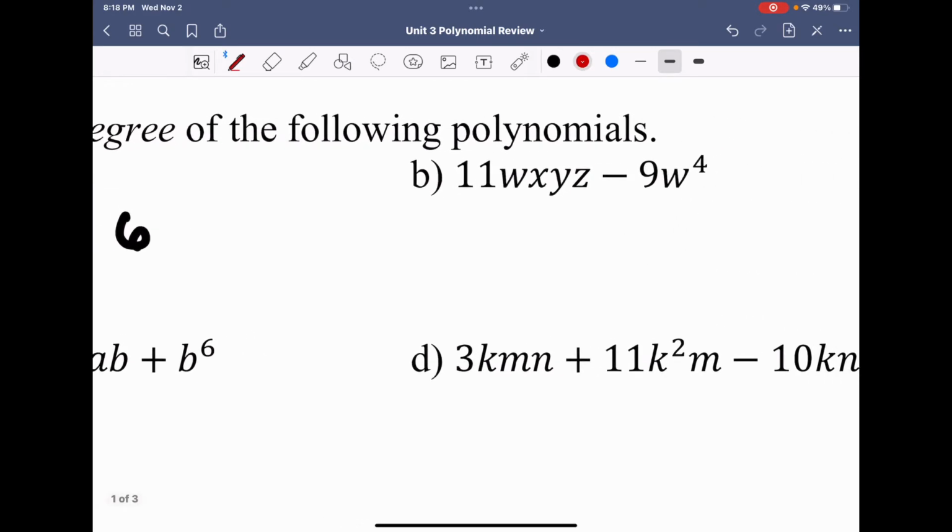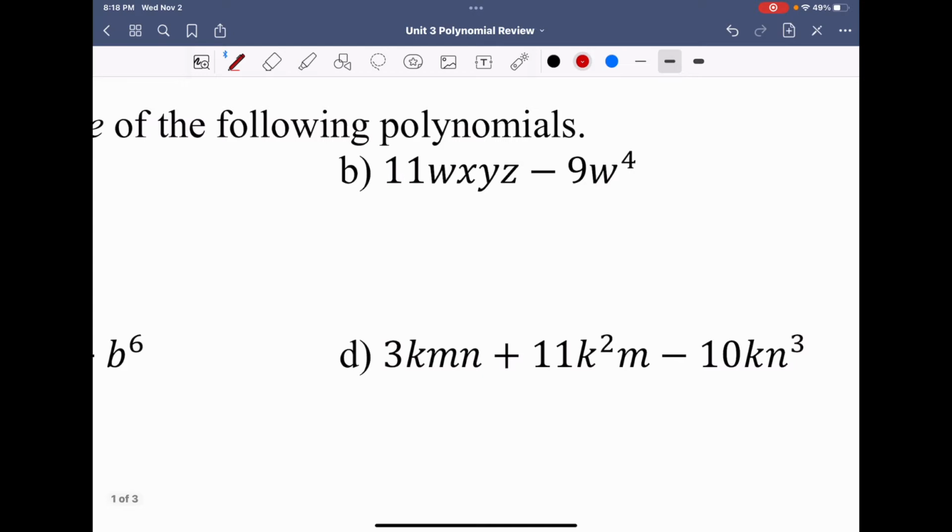Now, if I go to B here, w, x, y, z, if I add all the exponents together, that's 1, 2, 3, 4, degree 4. W^4, that's a degree 4. Therefore, this is a degree 4 polynomial. The highest degree is 4, and it's shared between both terms here.